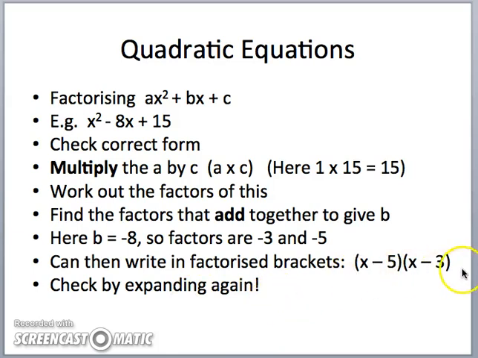Remember, we could use the FOIL method or the grid method to expand this out. If you do expand this out, we've got x times x, which is x squared, x times minus 3, which is minus 3x, minus 5 times x, which is minus 5x, and minus 5 times minus 3, which is 15. If you've written that out, you'll see that that simplifies into the x squared minus 8x plus 15.